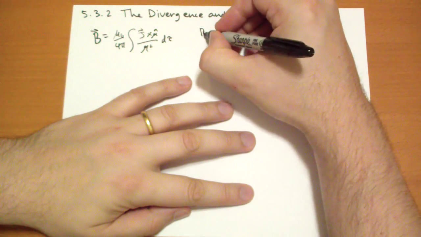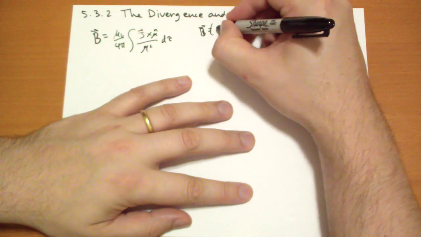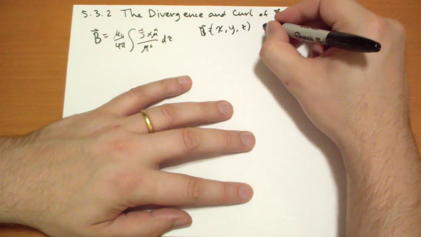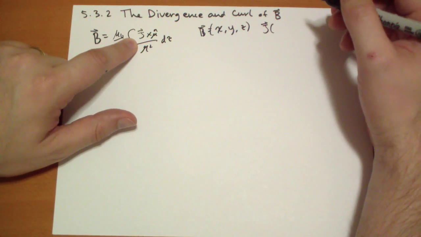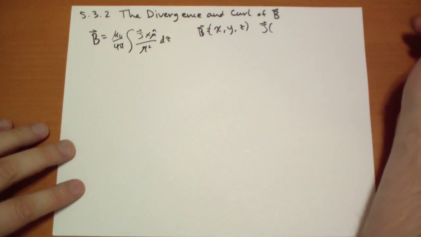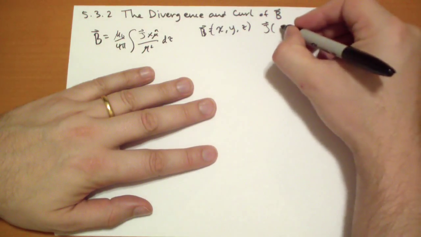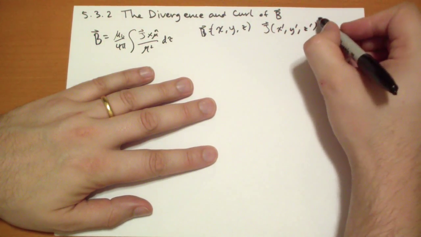So B vector is a function of x, y, and z. J vector, however, is inside this integral. We're not interested in the J vector at B. We're interested in the J vector for this integral. So this is actually x prime, y prime, and z prime. So this is inside the integral.